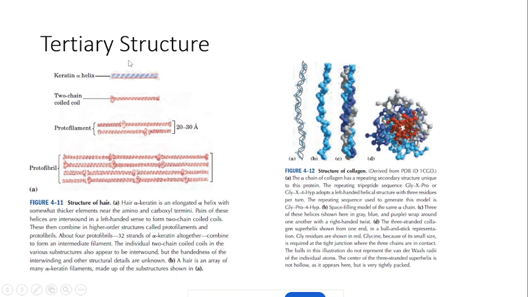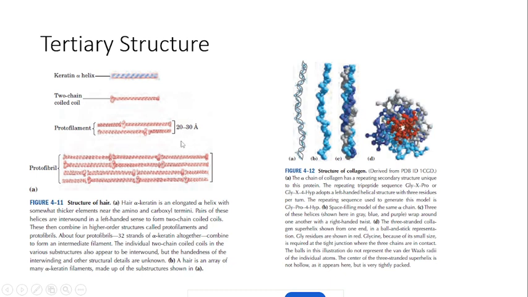This is the secondary structure of keratin, the alpha helix. Keratin has an extended series of alpha helices. When the alpha helices are interwound in a left-handed sense, they form two-chained coiled coils. Now multiple two-chained coiled coils will come and make a protofilament.